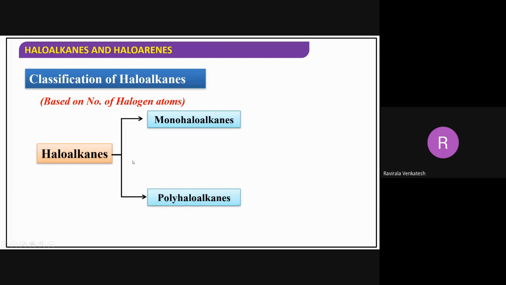There are two types: one is called monohaloalkanes, the other polyhaloalkanes. Polyhalo means dihalo, trihalo, tetrahalo, like that. Only up to tetra; don't say pentahalo. In monohaloalkane, only one halogen is there on the alkane. In polyhaloalkanes, dihaloalkane will have 2, tri will have 3, tetra will have 4. Let me see each of them now.